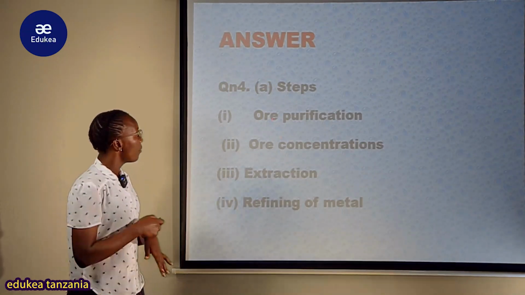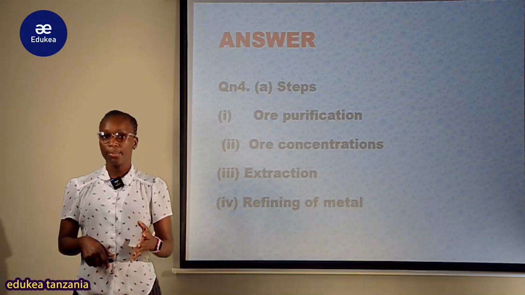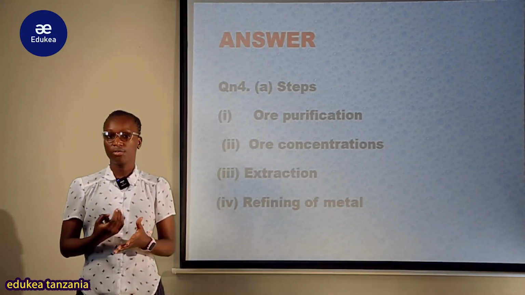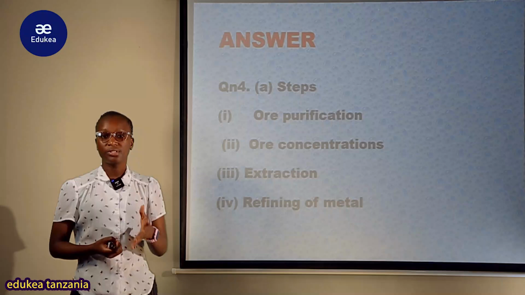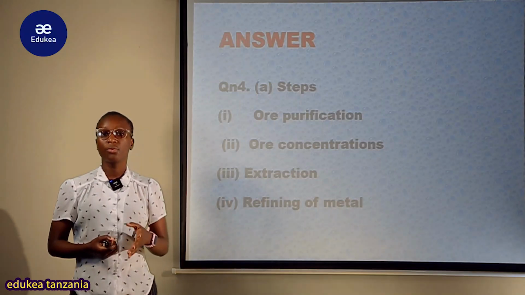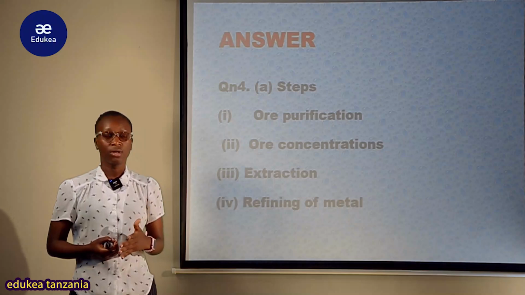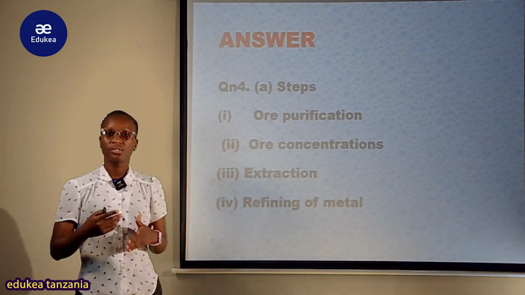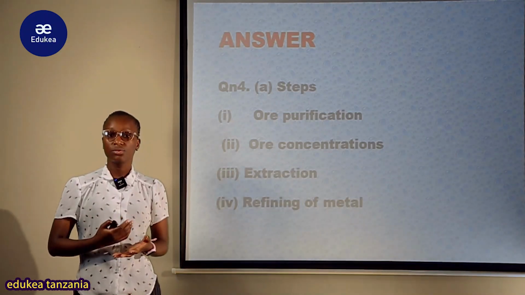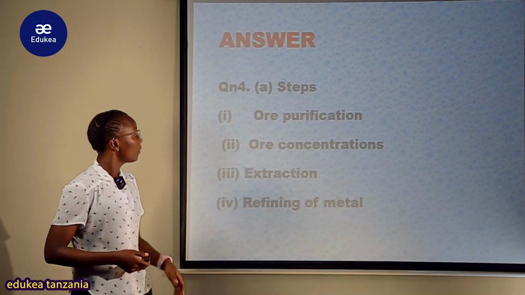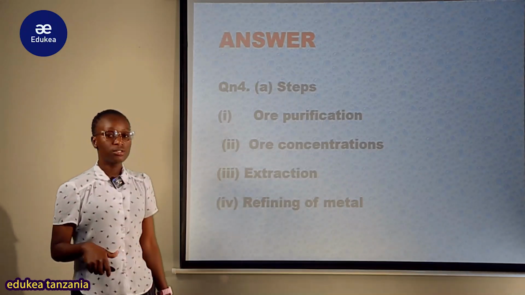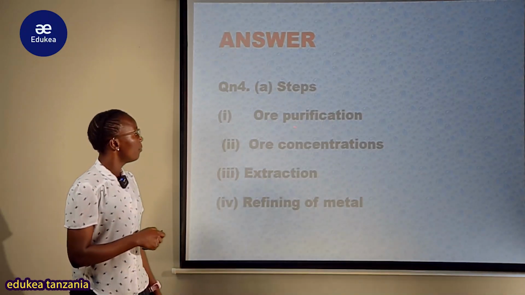Kwa sababu hapo umeambiwa utaje steps ambazo zitakuwa employed kwenye kufanya extraction of metal. Obvious zipo 5 lakini umeambiwa utaje 4. So go through that, mention only 4. Msahishaji akija hapa na kusahihisha anaona okay this student is a bright one. Therefore steps, the first one is ore purification.